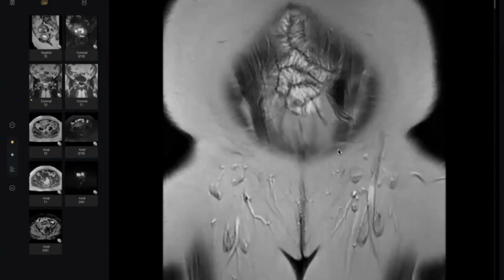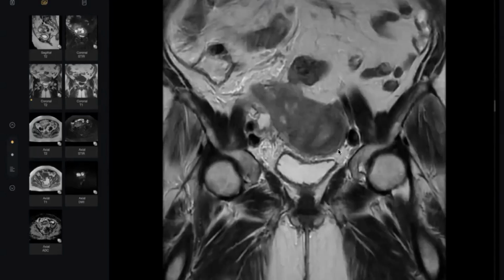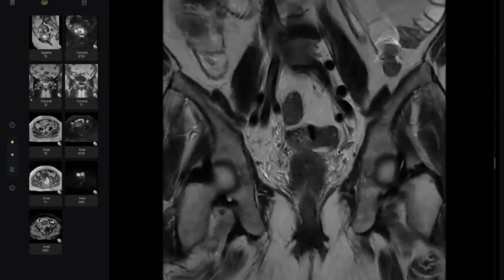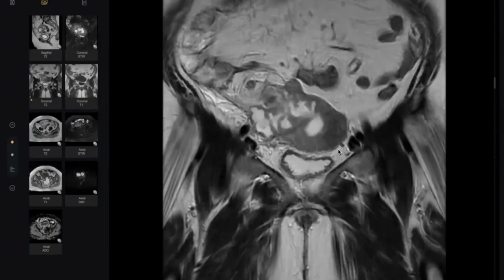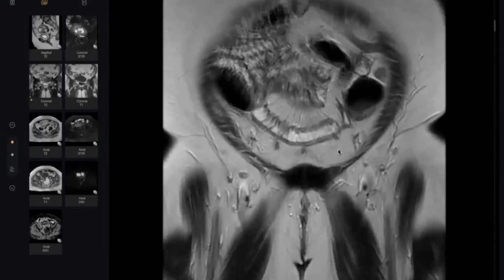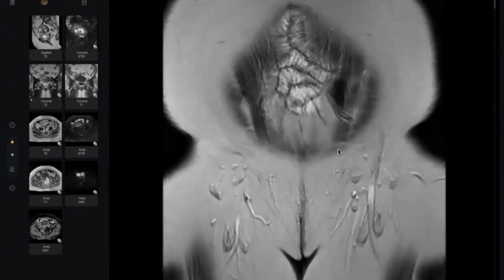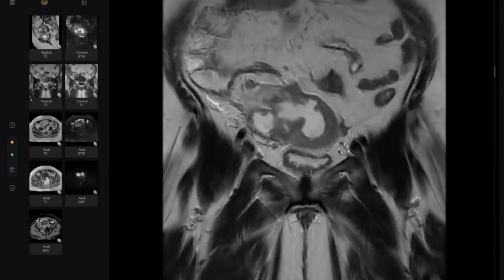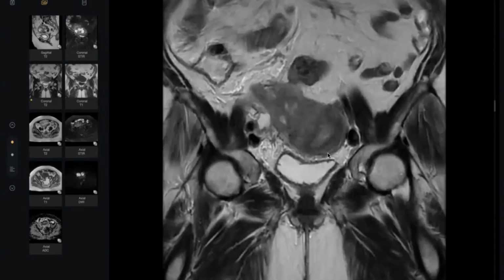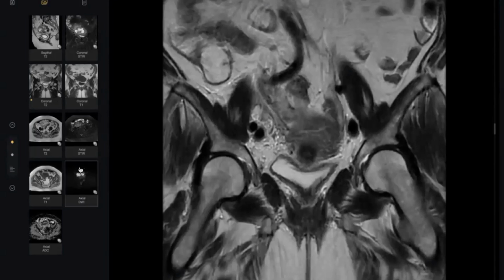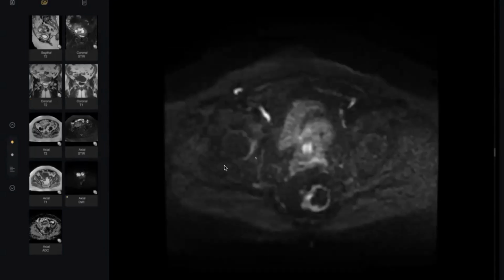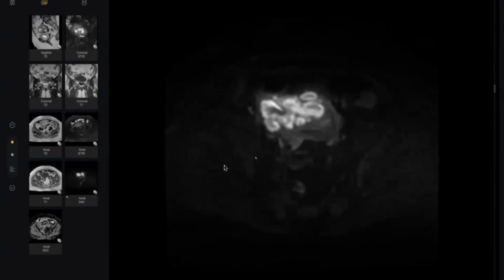So what's your differential? So it can be perforated appendicular abscess, phlegmon formation, or right tubo-ovarian abscess. Excellent. I would like to see the sagittal T2 weighted images to see the uterus and ovaries. What happened here?